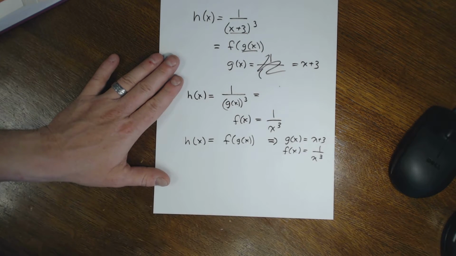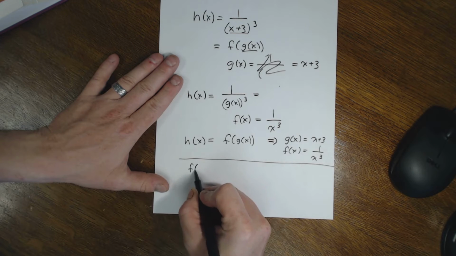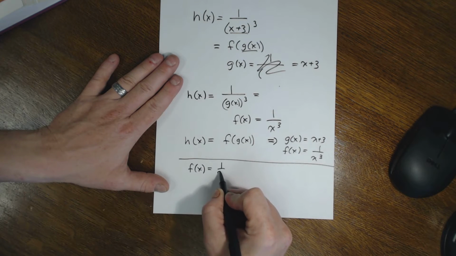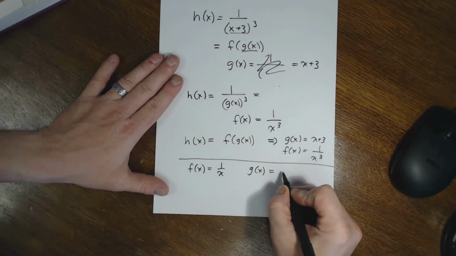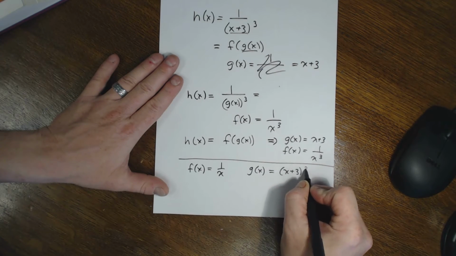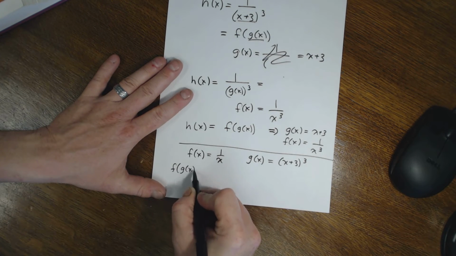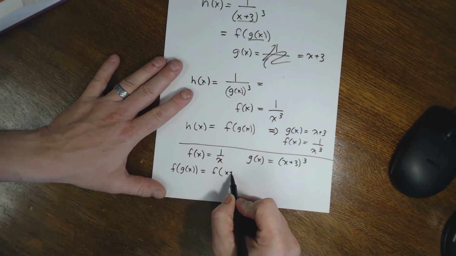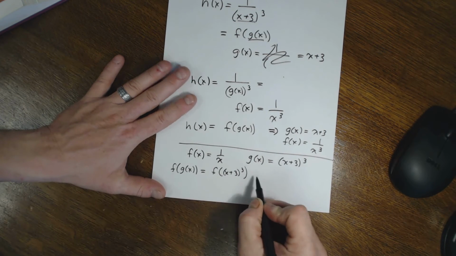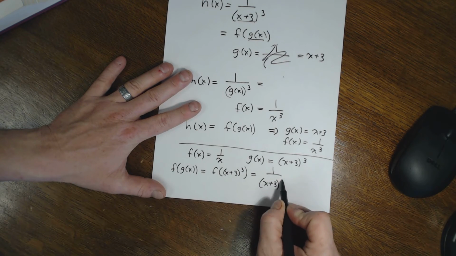Now, there are a couple of different ways of doing this. I could have, for example, said that f of x is equal to 1 over x, and g of x is equal to (x plus 3) to the 3rd. When I do the function composition of these two functions, I'm going to get f of (x plus 3) to the 3rd, and that's going to be 1 over (x plus 3) to the 3rd.